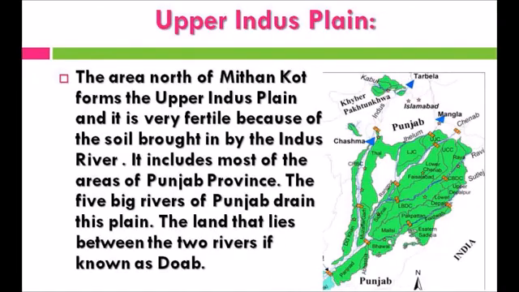First one is Upper Indus Plain. The area north of Mithankot forms the Upper Indus Plain. It is very fertile because of the soil brought in by the Indus River. It includes most of the area of Punjab province. The five big rivers of Punjab drain the plain. The land that lies between the two rivers is known as Doab.